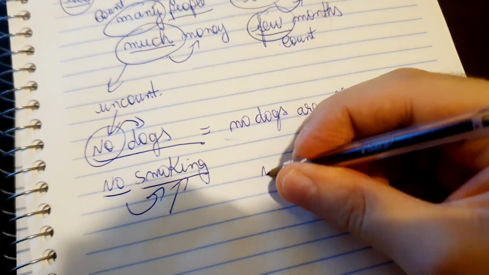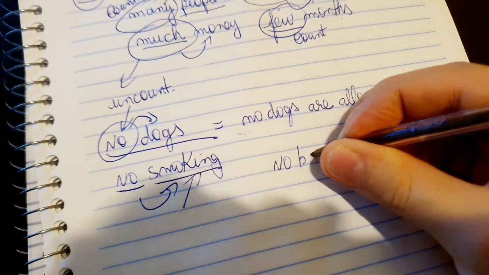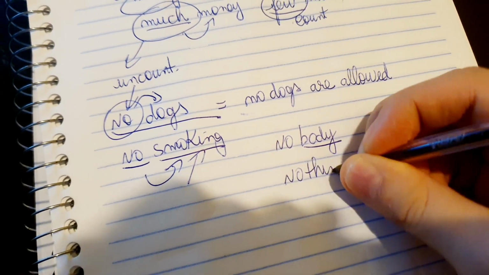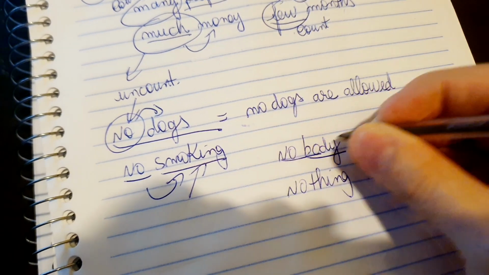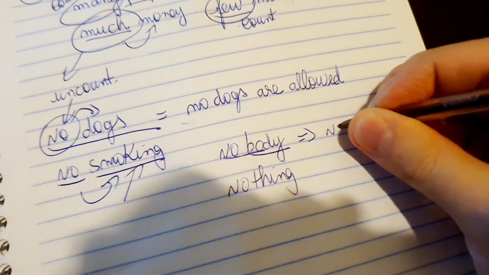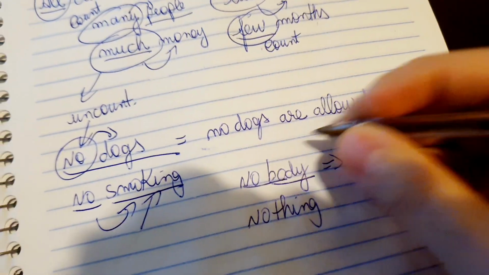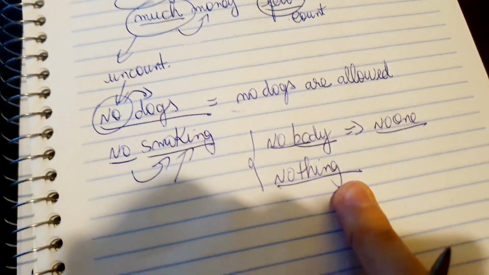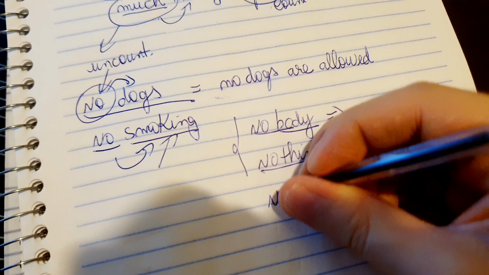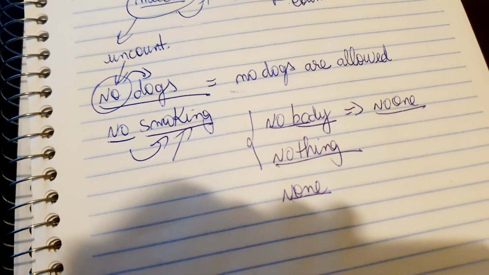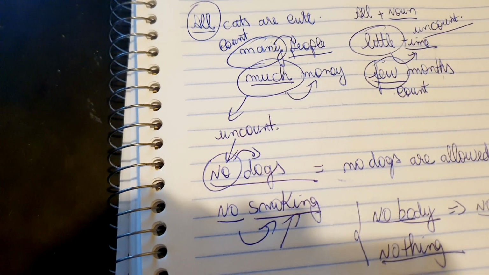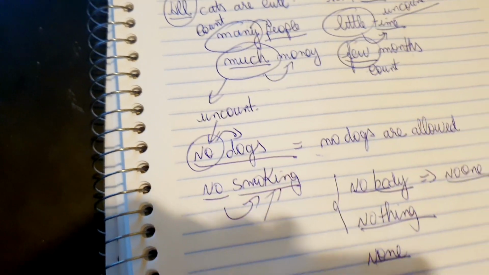And we have already studied that no can also follow body or thing. Nobody or no one, okay? Or nothing. Remember that? You can also say none. Let's see some more examples.